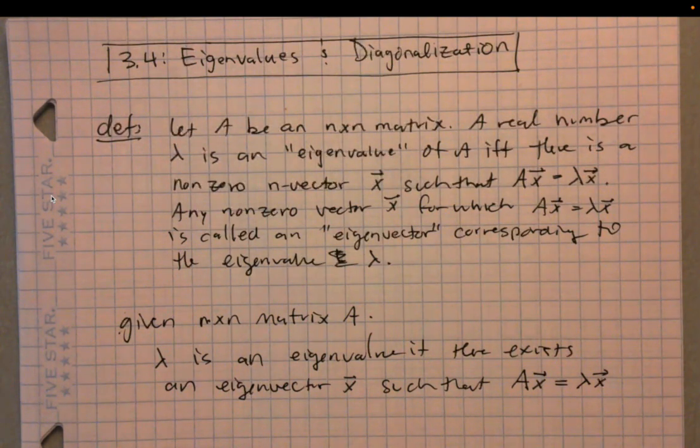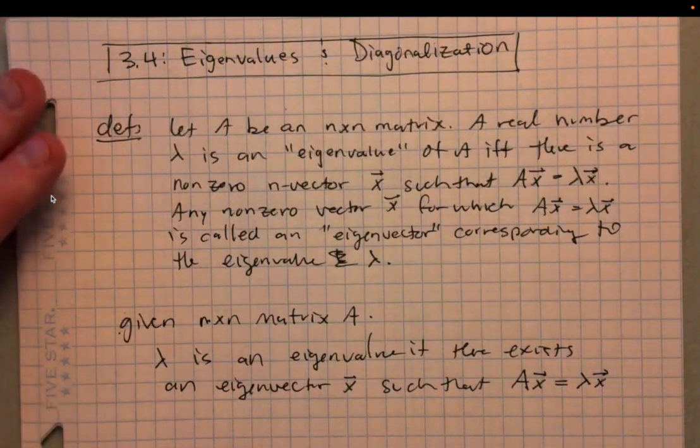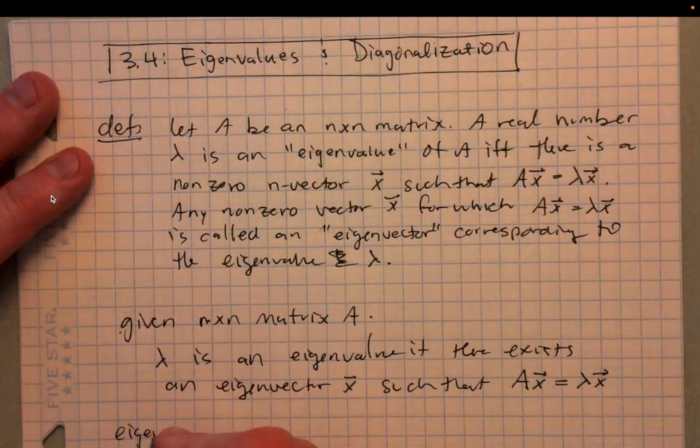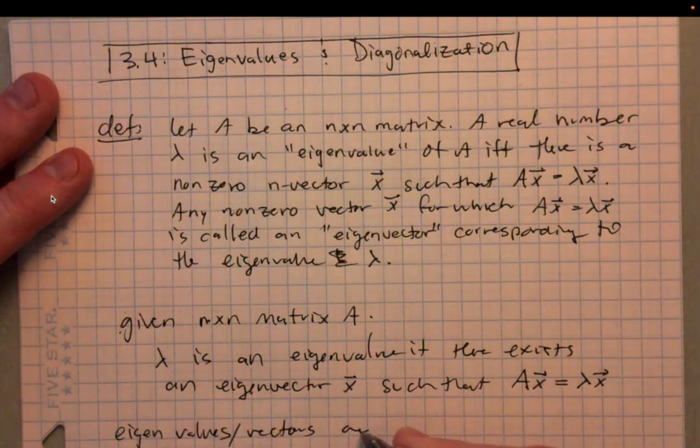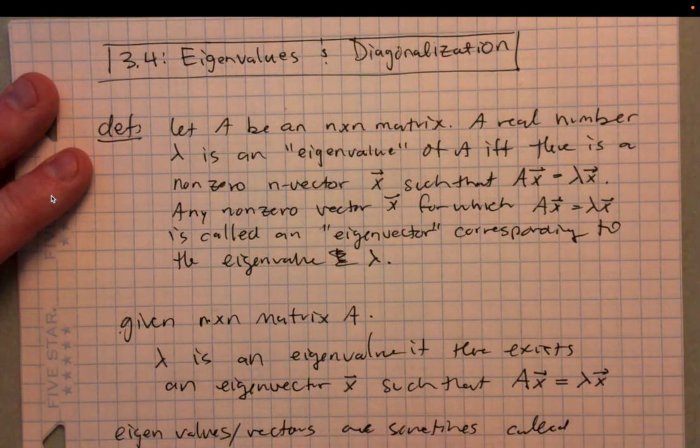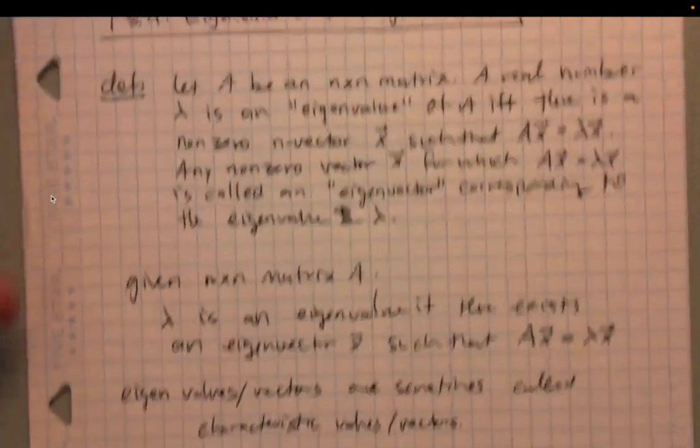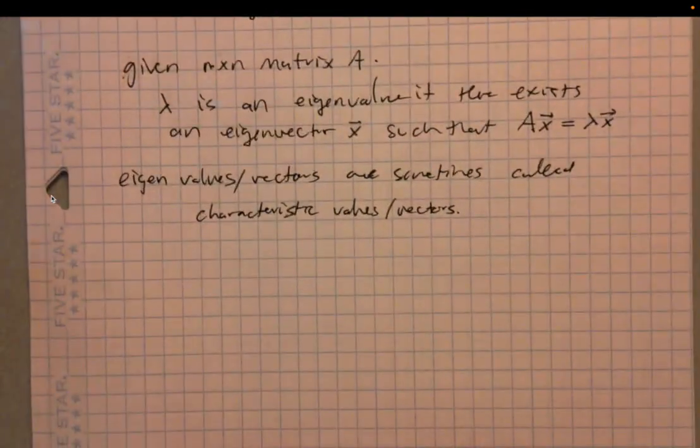Eigenvalues and eigenvectors are sometimes called characteristic values and characteristic vectors. I think most of the time now, anyways, eigen is the more common usage, but I could be mistaken on that.